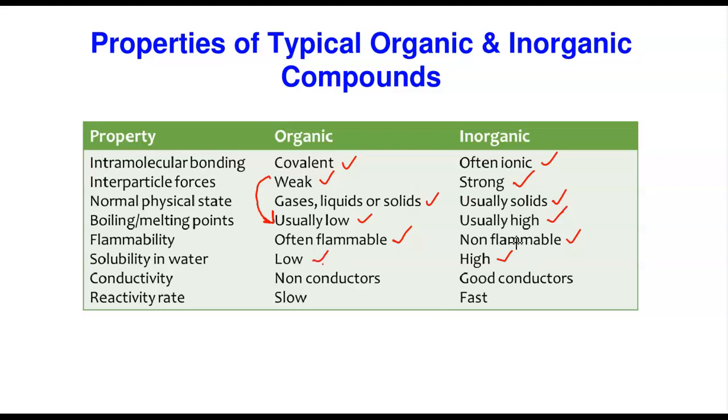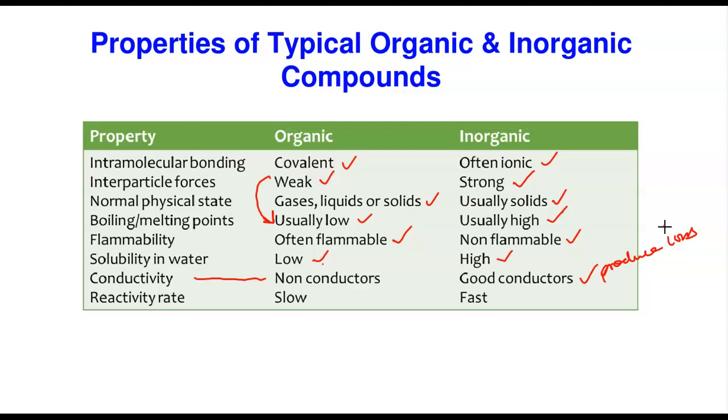Conductivity. Organic compounds, because they are not ionic, don't produce ions when they break up in water. Therefore, they are usually non-conductors of both heat and electricity. Inorganic compounds produce ions. Therefore, they are usually very good conductors of heat and electricity.